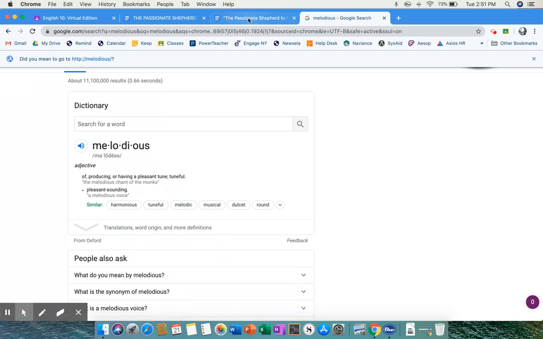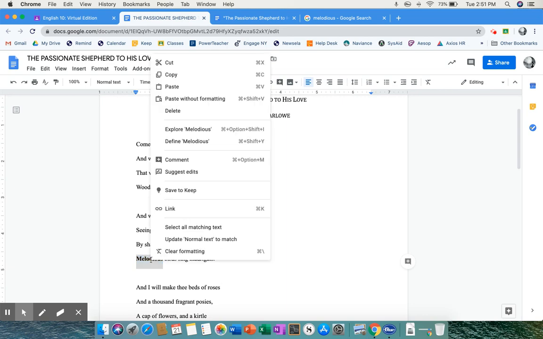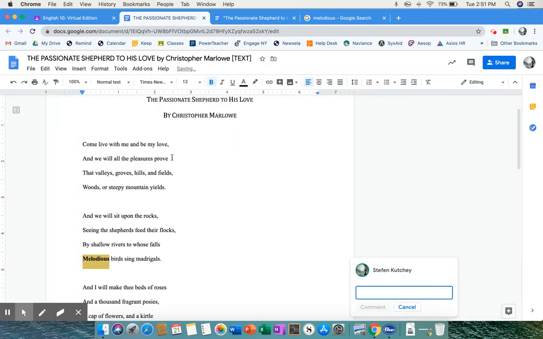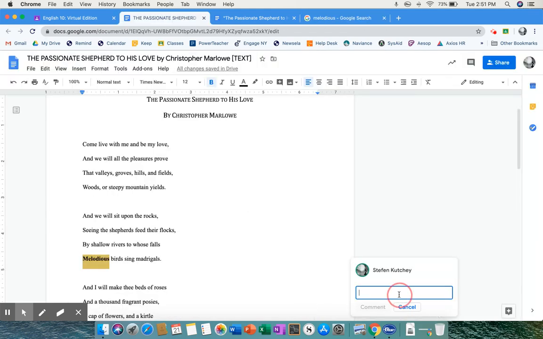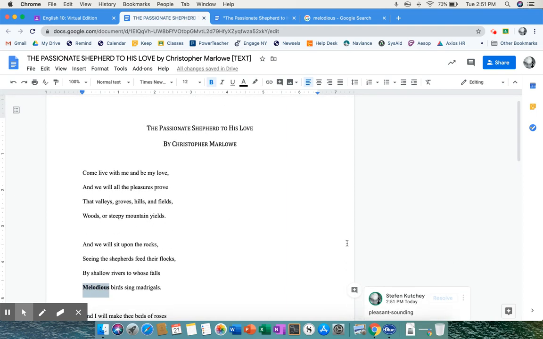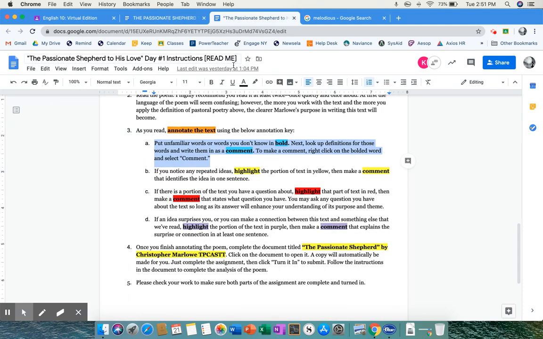Okay, so I'm going back to our poem. I'm going to right click and make a comment. Pleasant sounding, so I'm going to type pleasant sounding. And then boom, comment. So now that tells me that this was a word you didn't know, so you looked it up, and now there it is. Okay, so that's the first thing.